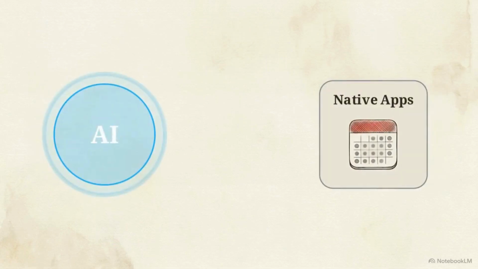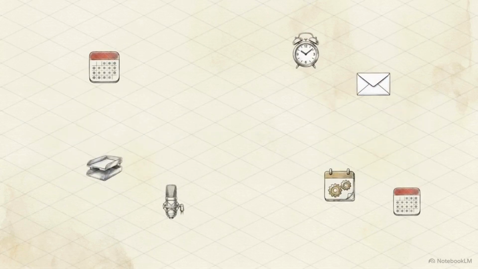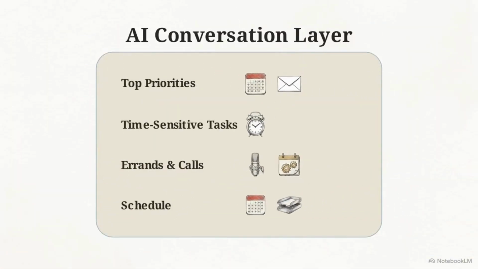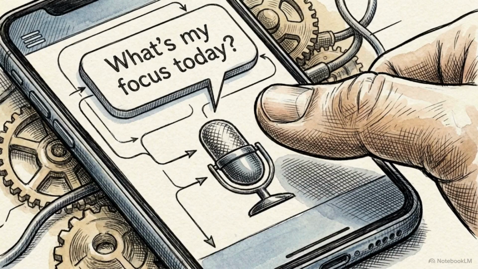To build this system, you only need two components: a primary AI application like ChatGPT, Claude, or Gemini, and the native calendar and reminder apps already on your phone. Adding an AI conversation layer over your existing apps reduces the mental effort required to manage your day. Instead of digging through menus, you can simply ask for the information you need.